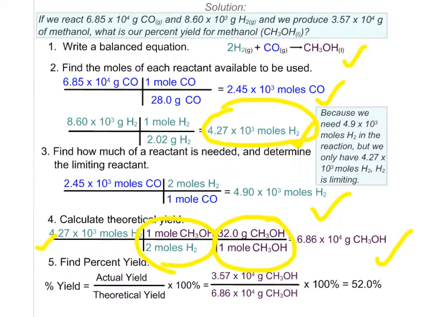And we plug the numbers into our equation to find the percent yield. The actual yield was given in the problem up here, 3.57 times 10 to the fourth grams of methanol. The theoretical yield we found right here, and that is 6.86 times 10 to the fourth grams of methanol. And we multiply that ratio by 100, and that gives us our percent yield. It's 52.0%, which is a terrible percent yield, but that's what we get.